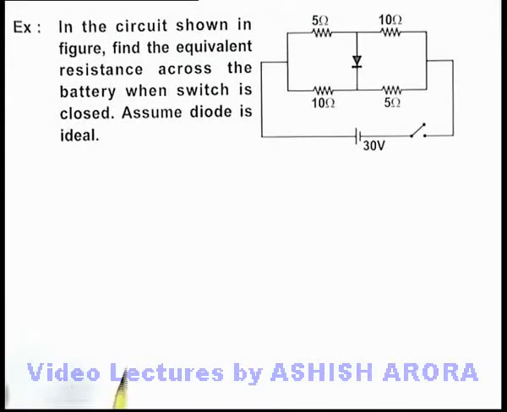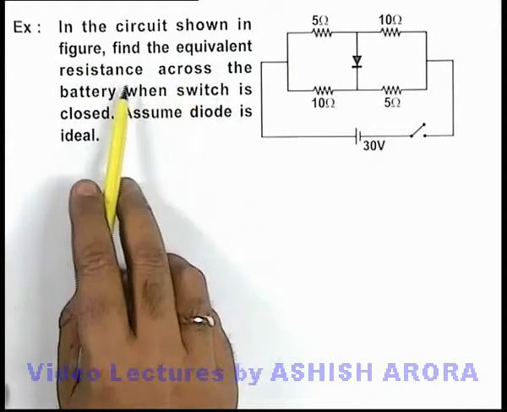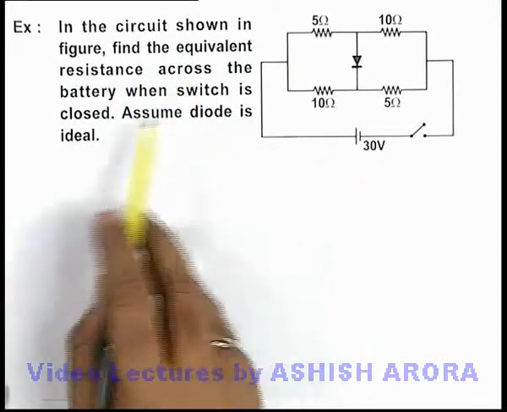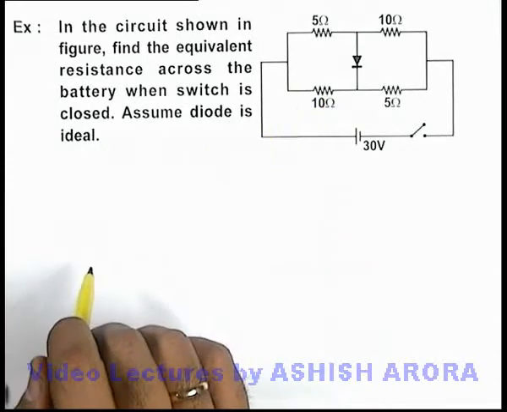This example says that in the circuit shown in the figure, we are required to find the equivalent resistance across the battery when the switch is closed. We need to assume that the diode connected here is ideal.